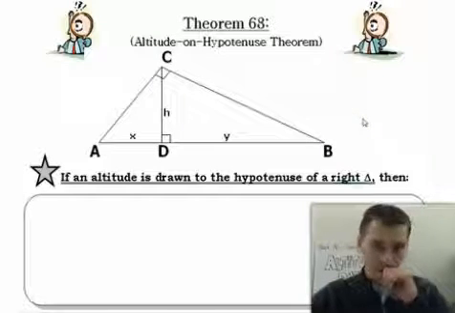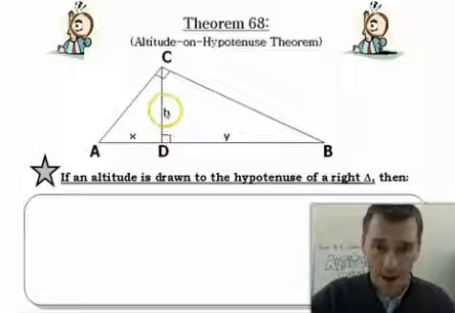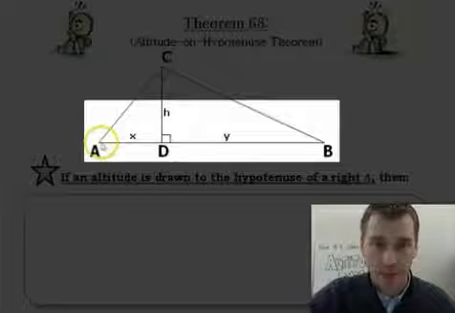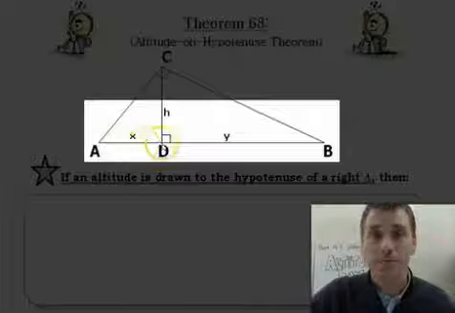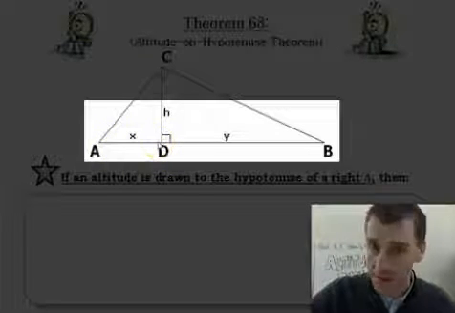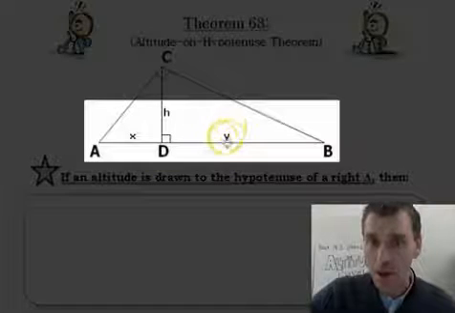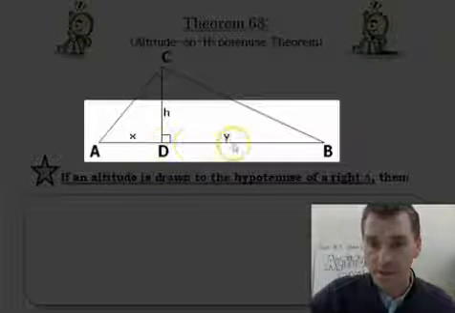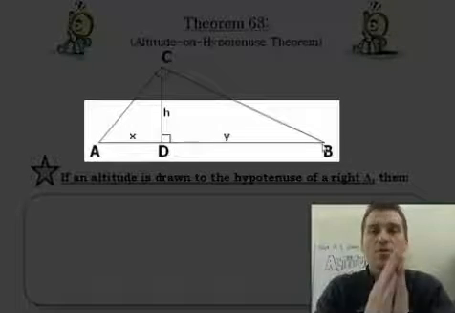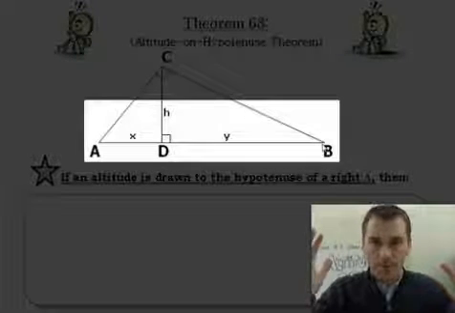So here's what you're going to see. If you didn't notice this already, I put an H right there for the altitude. I put X right there. That represents the piece from A to D. That's a little individual segment of the overall entire hypotenuse. And Y represents the length from D over here to B. Again, that's another individual segment of the overall entire hypotenuse.